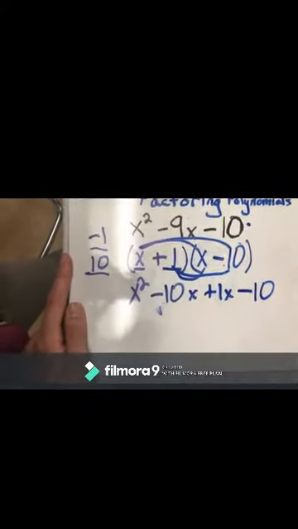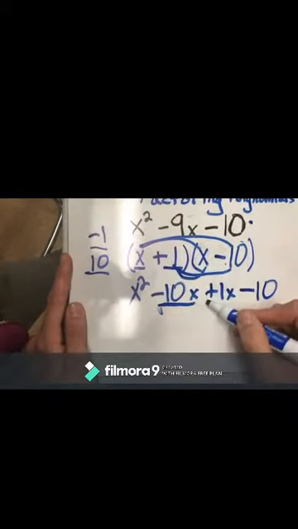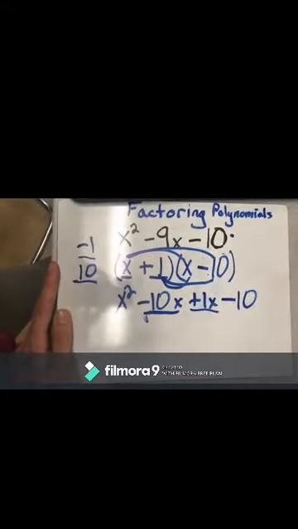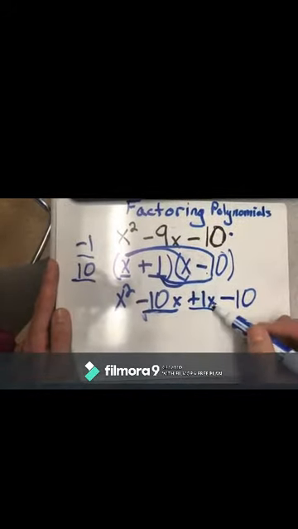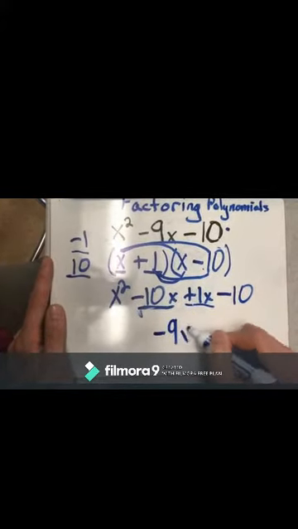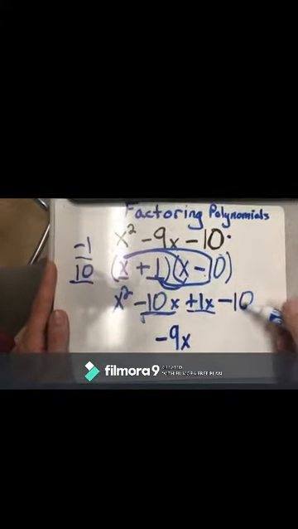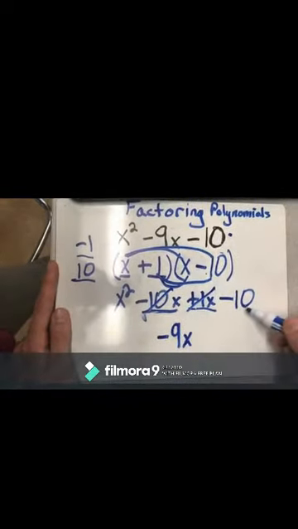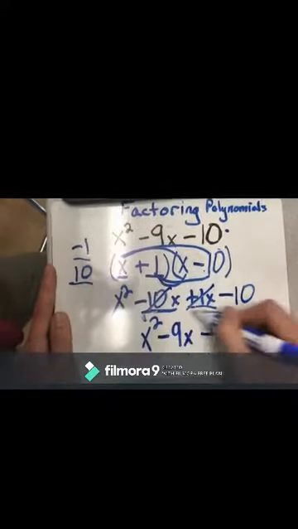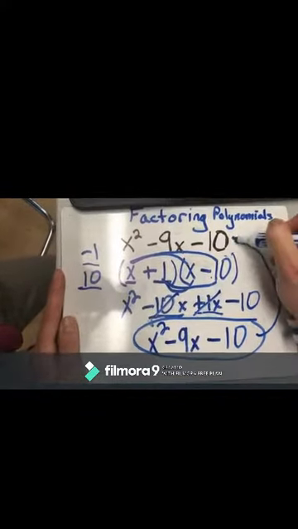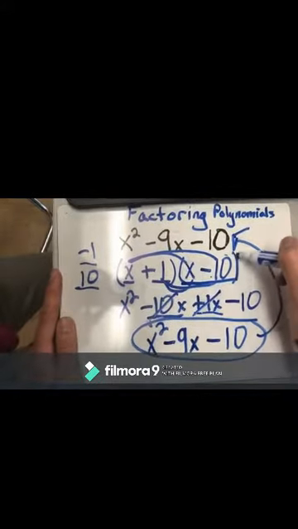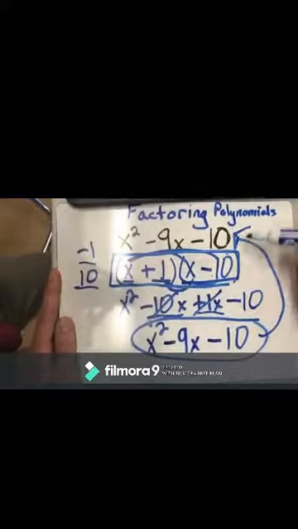Then I combine my like terms, which are these 2 x terms in the middle that have the same variable with the same exponent. When I combine -10x and +1x, I'm going to get subtract 9x. Then I bring down my other 2 terms that cannot combine with any other terms. So I'm going to have x squared and then a subtract 10. And I notice this matches the trinomial I started with. So that is why these 2 parentheses right here are my factors for the trinomial above.